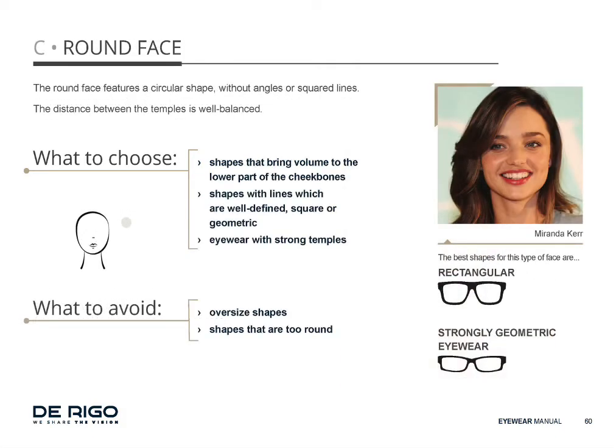The round face features a circular shape without angles or squared lines. The distance between the temples is well balanced. A round face should choose shapes that bring volume to the lower part of the cheekbones, shapes with lines which are well-defined, square, or geometric, and eyewear with strong temples. They should avoid oversized shapes and shapes that are too round. The best shapes for this type of face are rectangular and strongly geometric eyewear.